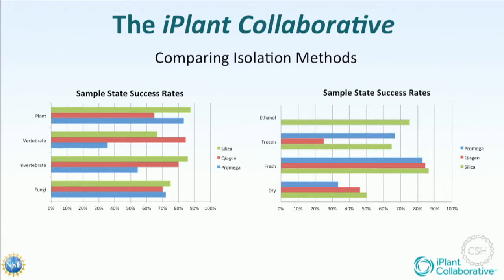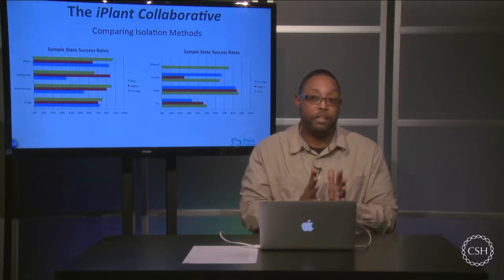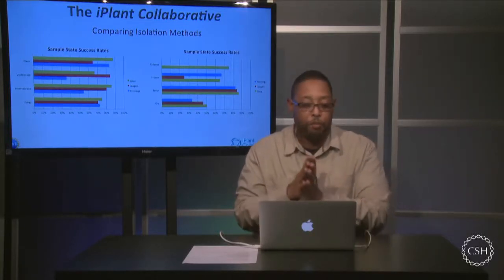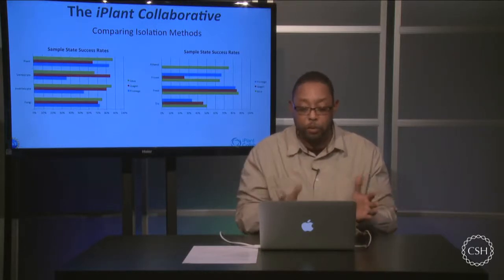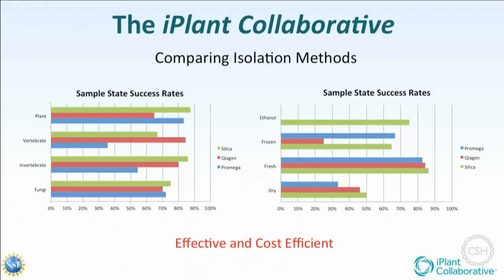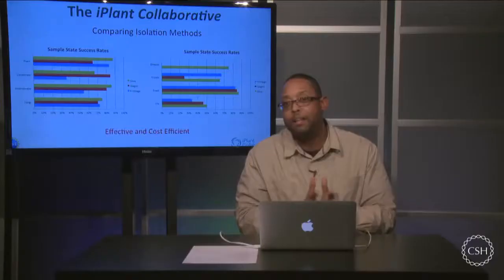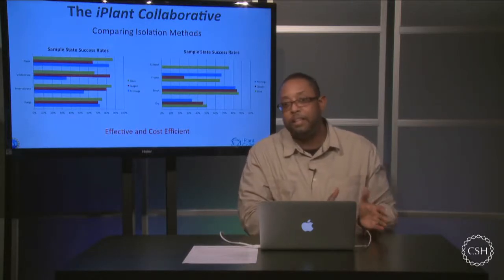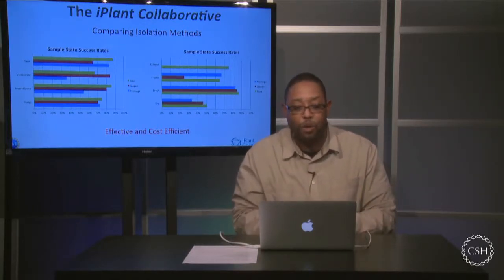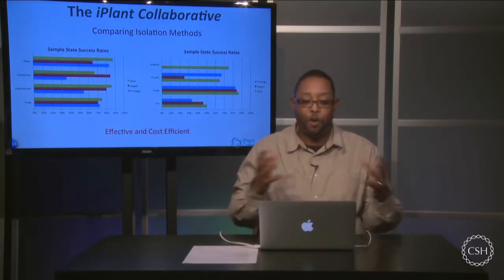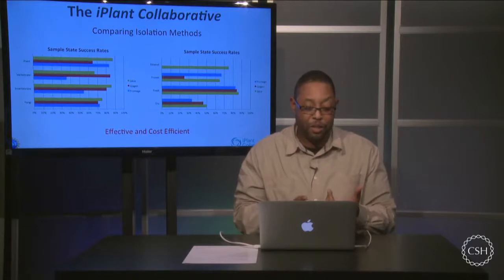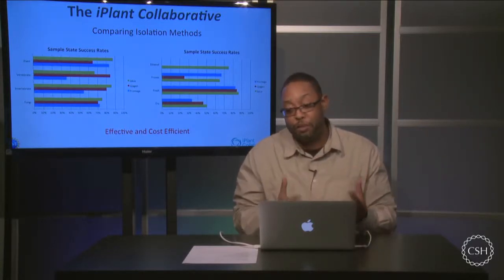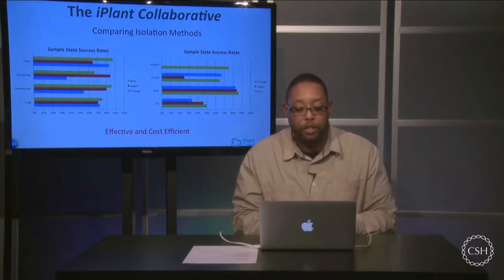Not only did we see that the silica method was doing very well with both preserved samples and a numerous range of samples, we also looked at cost, and it was very efficient. A silica reaction was less than 30 cents per sample, whereas Promega was maybe $1.80, and QIAGEN a little over $3. So when we look at the overarching picture, it's not only effective, but also cost efficient. We're substantially decreasing the amount of money that goes out per reaction.